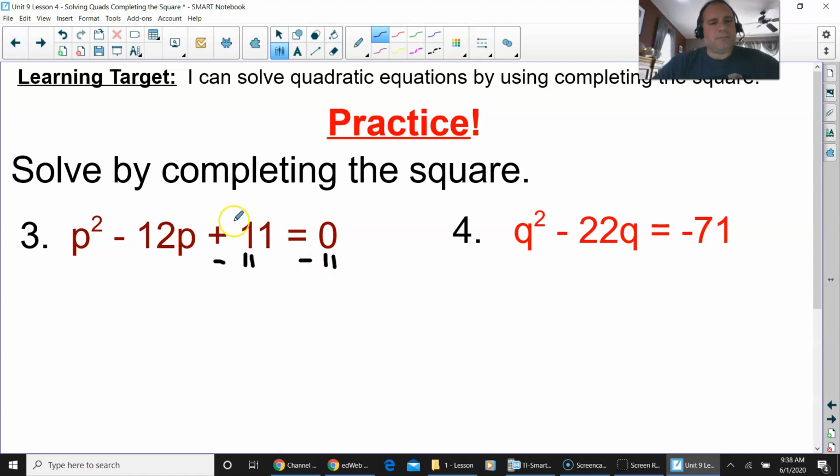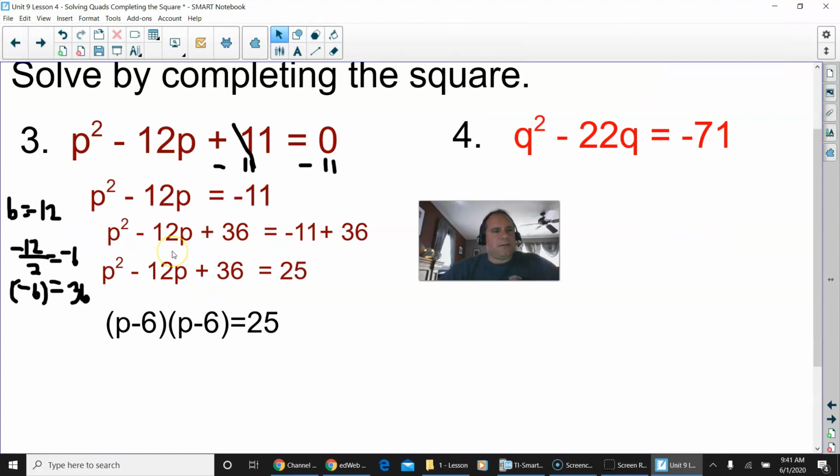Go ahead, you could press pause and do this problem now. So take a look. I took b, I subtracted 11 on both sides. p squared minus 12p equals negative 11. Then I took b, which is negative 12, divided it by 2, which is negative 6. Negative 6 squared, I forgot to put that squared down, is positive 36.